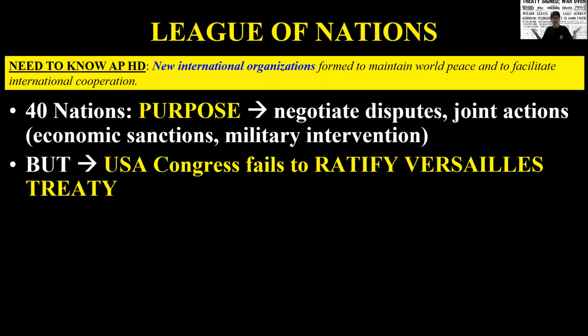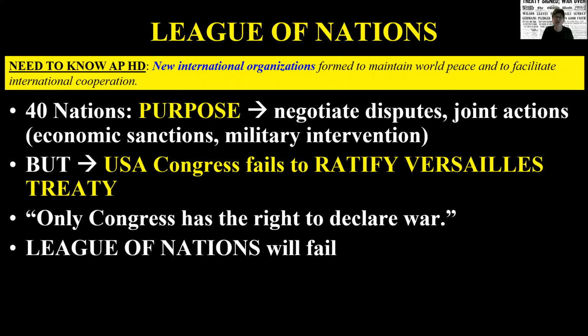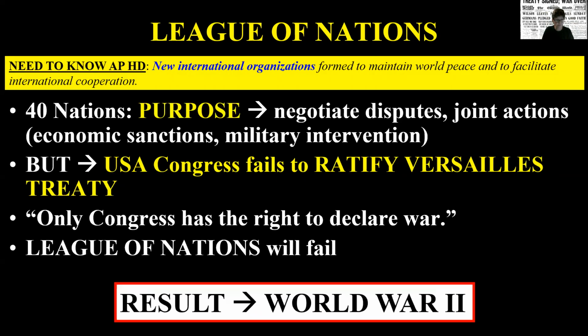But the United States Congress fails to ratify the Versailles Treaty. We aren't in the League of Nations. Their reasoning: only Congress had the right to declare war, and the League of Nations would allow military interventions. The League of Nations will fail. When you don't have the world's number one power as a member, it is doomed to fail. The result is going to be World War II.